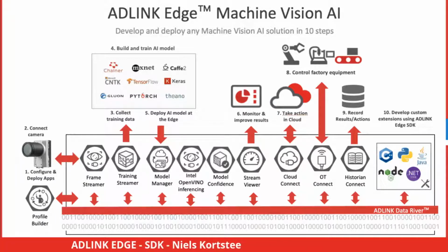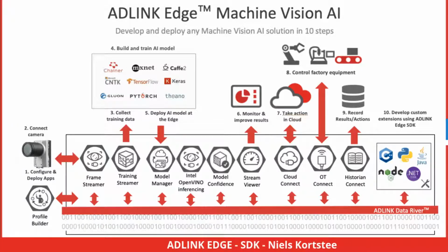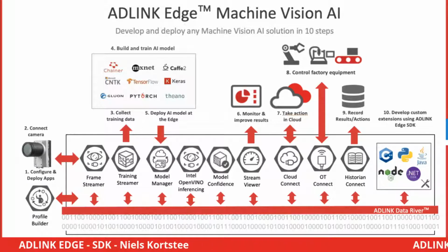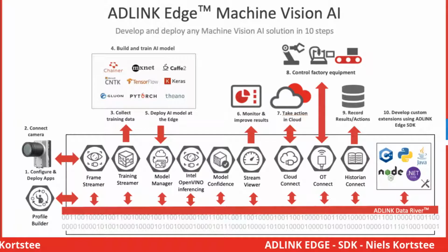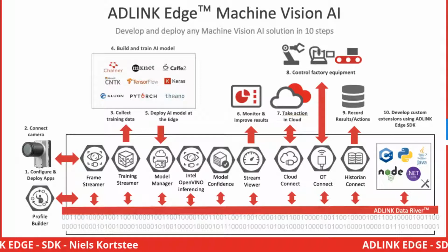on the edge. So the model manager allows you to take that model, and then by using the profile builder, you can take the model from the model manager and deploy that into the Intel OpenVINO inference engine at the edge. So this is a separate app that will be discovered by the profile builder once you've deployed it. It will also figure out what model managers you have. If you have your model manager, it will detect the model.